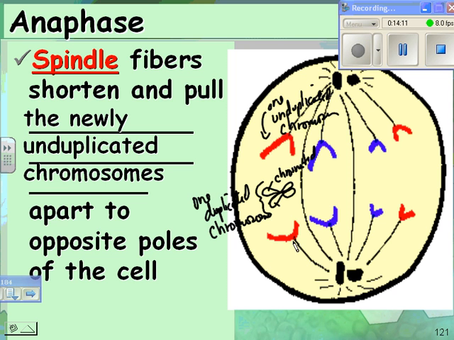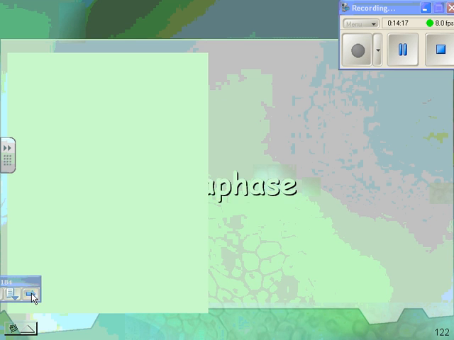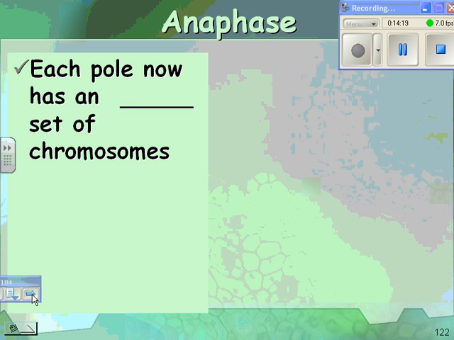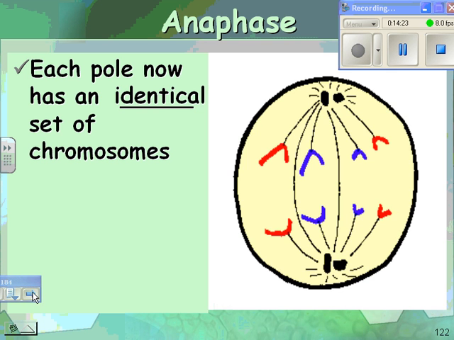So the newly unduplicated chromosomes, because they were duplicated a minute ago, are pulled to opposite sides. Each pole now has an identical set of chromosomes, and they are all unduplicated. So this is going to be one cell, and that's going to be another, and 1, 2, 3, 4. 4 on this side. If it were you, it would be 46. 4 on that side. And this one is identical to that one, unless you've messed up. That one's identical to that. That one's identical to that, and so on.